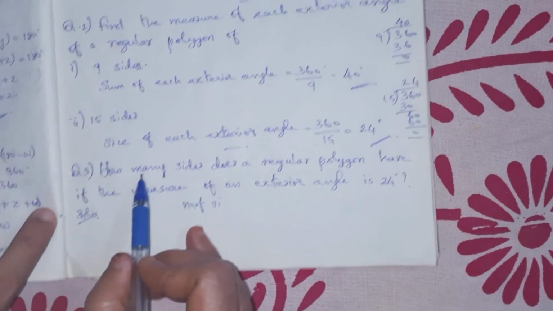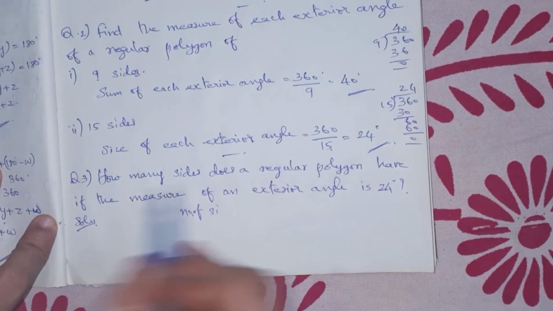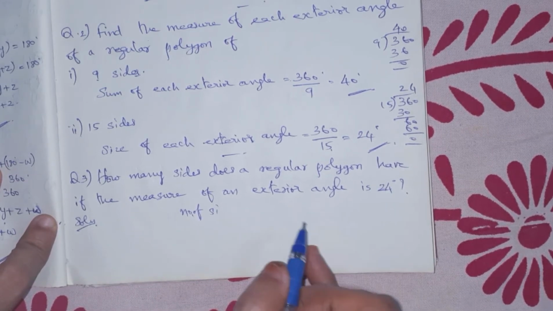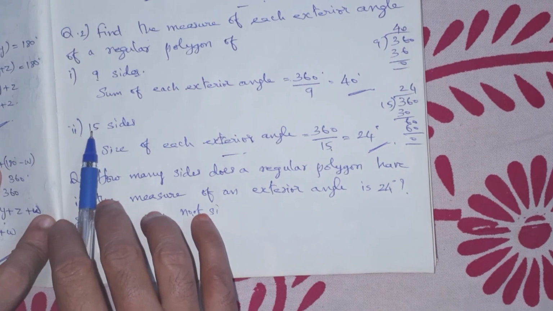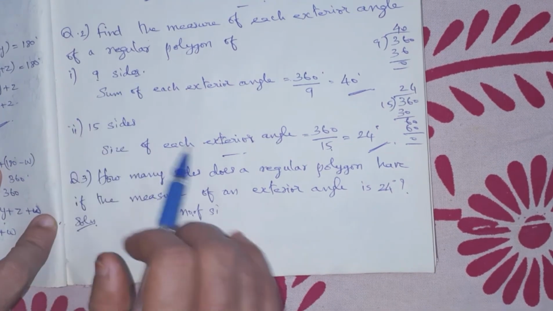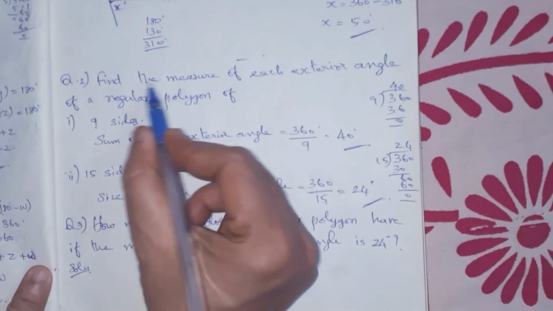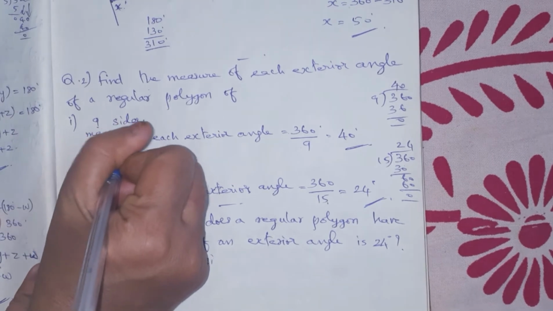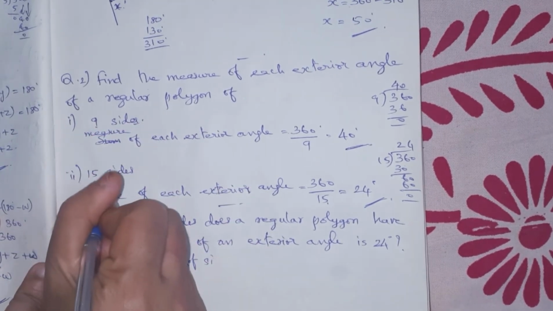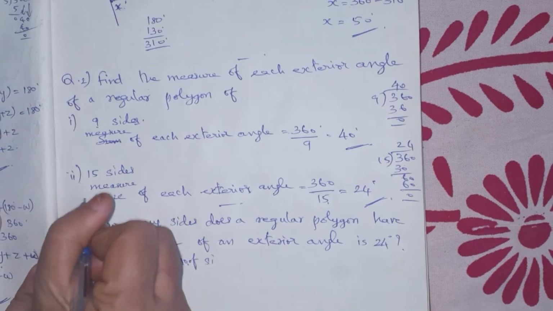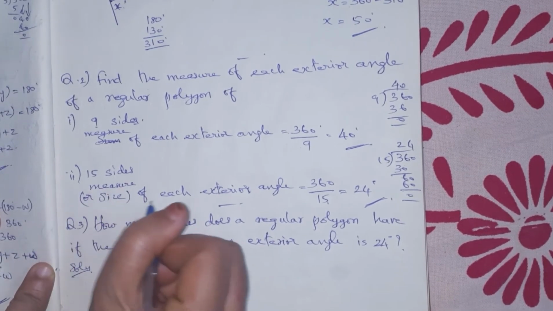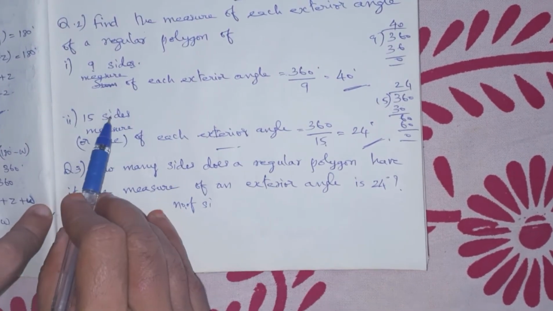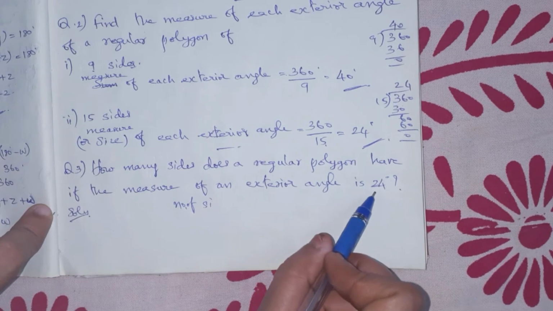Third sum. How many sides does a regular polygon have if the measure of an exterior angle is 24 degrees? In the second sum, 15 sides and 9 sides were given and we found the measure of each exterior angle. Like that, here how many sides? Here the angle is given.